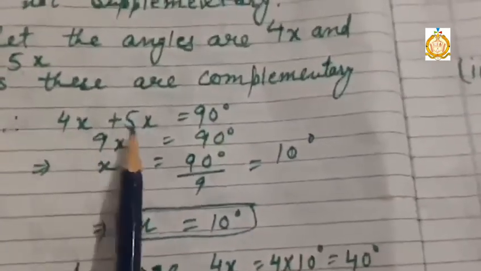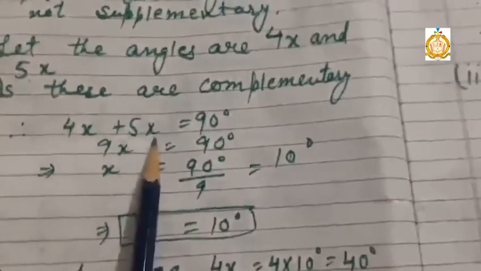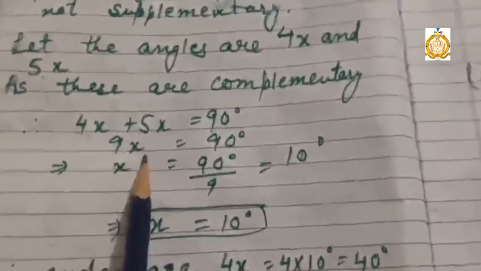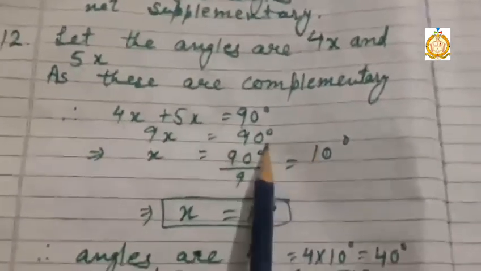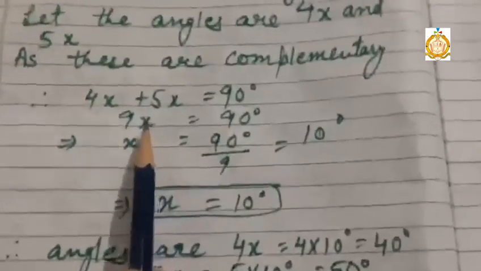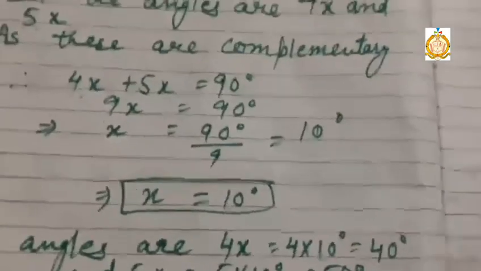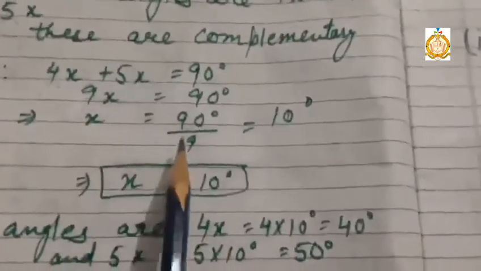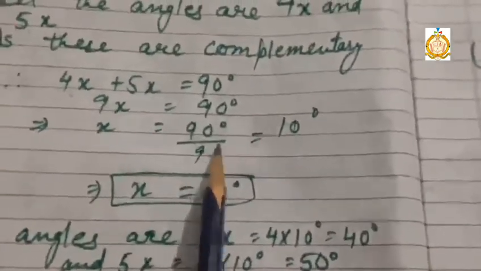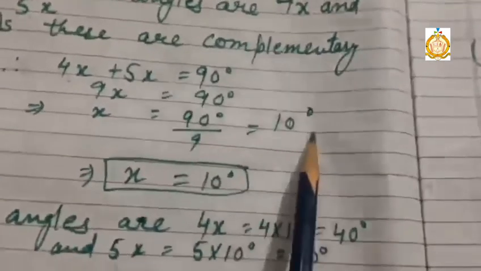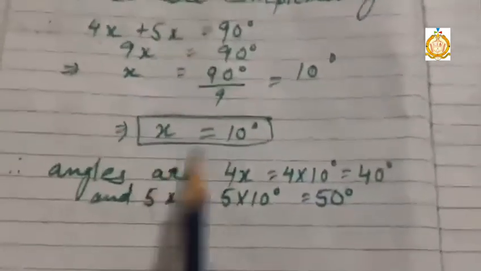Again, 4x and 5x are like terms. Adding these, you will get 9x. 9x equals 90 degrees. Here we have to find the value of x. 9 is multiplying here, and when it shifts its position across the equal sign, it would divide. So after cutting, you will get the answer 10 degrees. So here our value of x is 10 degrees.